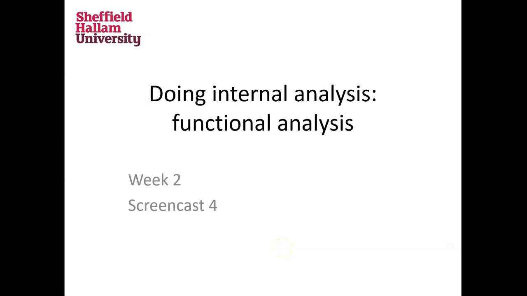In this screencast, we are going to look at how you can actually carry out internal analysis. So in screencast 4 and screencast 5, I'm going to look at two different methods for carrying out internal analysis. And the subject of this screencast is a technique called functional analysis.